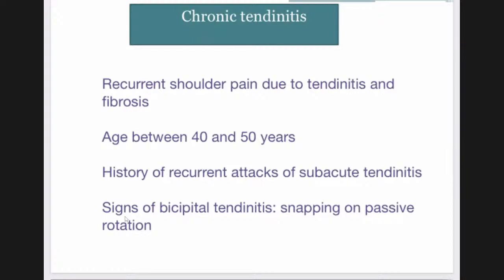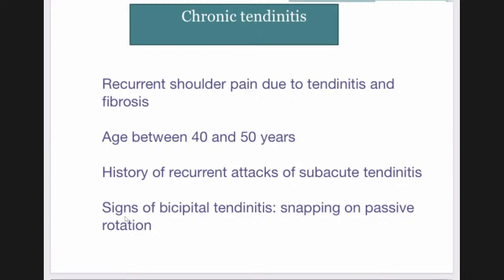Here there may be a history of recurrent attacks of subacute tendinitis. So many attacks of subacute tendinitis can lead to this condition of chronic tendinitis. And when there is chronic tendinitis, because the biceps tendon is very close by, you can get signs of swelling of the biceps tendon also, which is known as bicipital tendinitis.